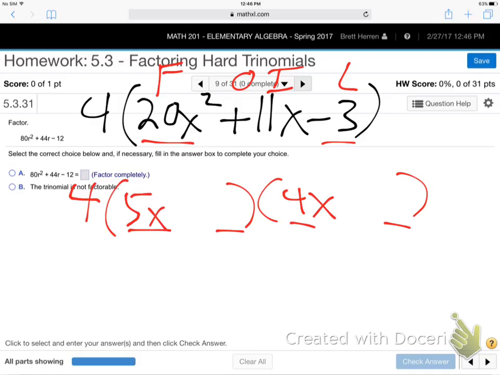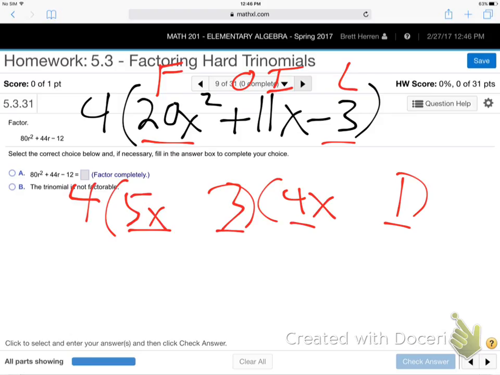Does that make sense how I'm thinking, right? Front times front makes front. Good. Last times last to make last. 3. What times what is 3? 1 times 3. But what order? Let's do 3, 1. I'm purposely doing it wrong, so I can show you how you would know it's wrong. It's going to be the other order, actually.